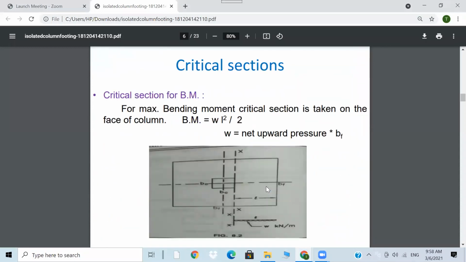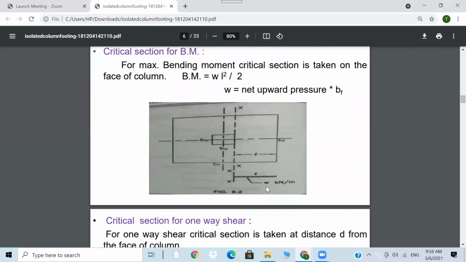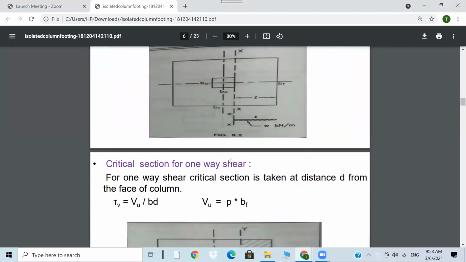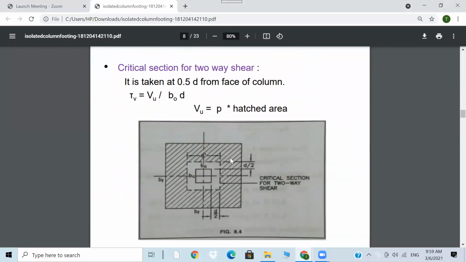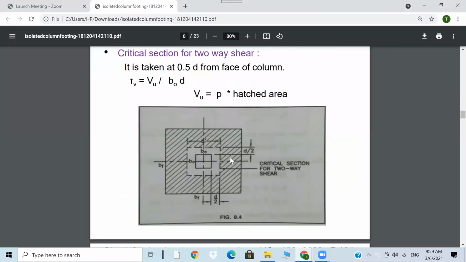So these are the critical sections. Actually, we are going to learn these things in punching shear and the critical shear, etc. Okay, you can see the depth, everything we discussed. Anyhow, I will talk through this one with an example, then you will easily understand.